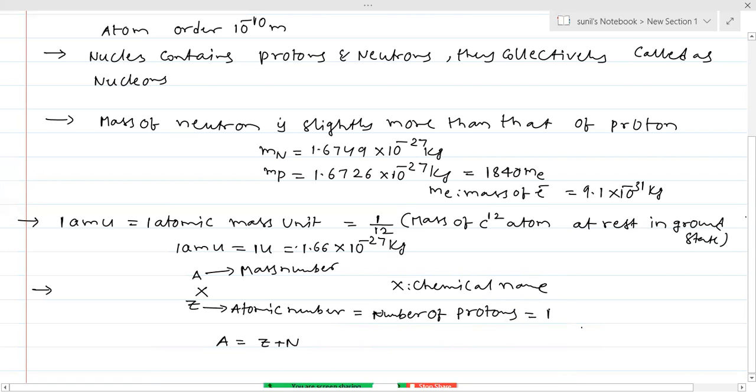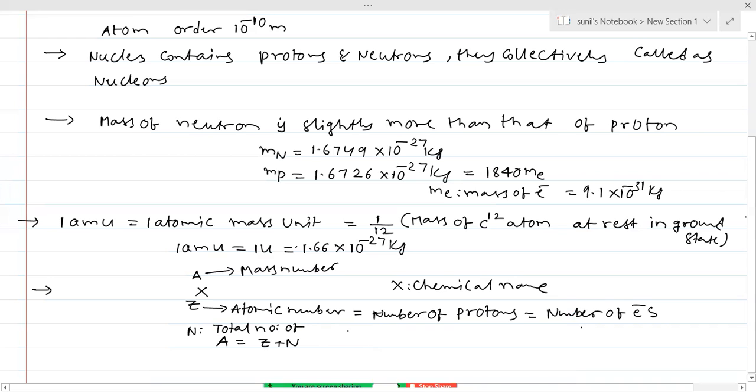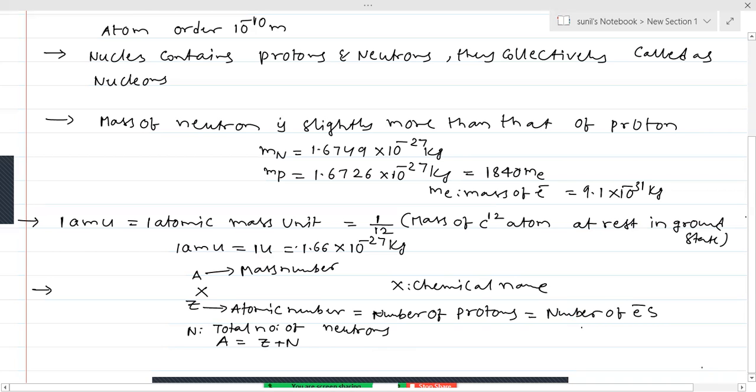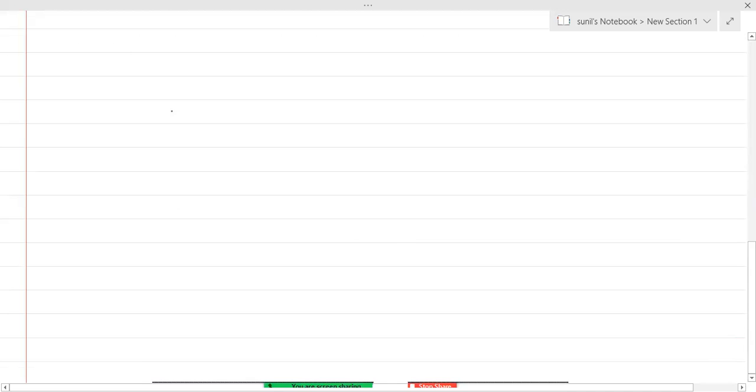The number of protons is equivalent to the number of electrons. Z is the atomic number, which equals the number of protons. And capital N is the total number of neutrons.